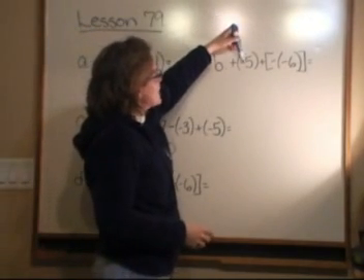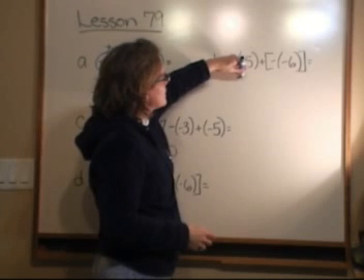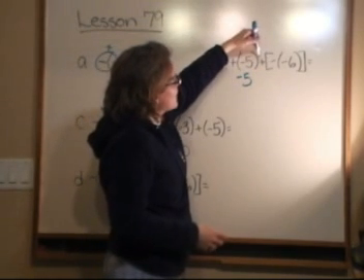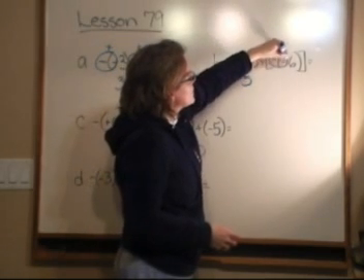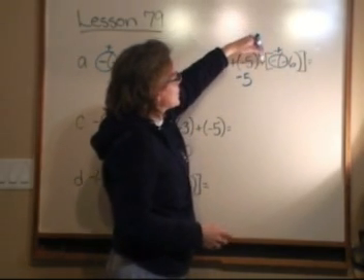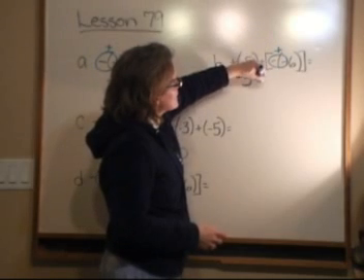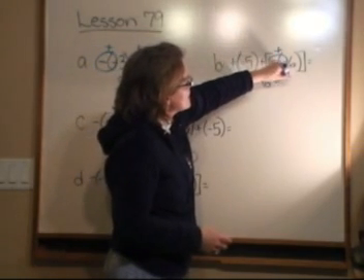So I have a positive and a negative. What does that always equal? It always equals a negative. So that is going to stay at negative 5. And then plus negative 6. These two are going to equal a positive. So I'm going to have negative 5 plus 6. Negative 5 plus 6 equals 1.